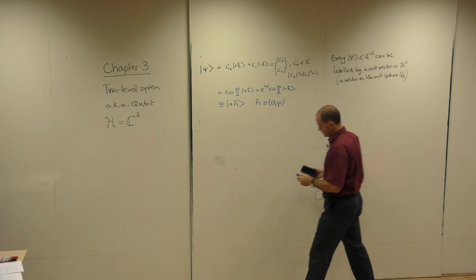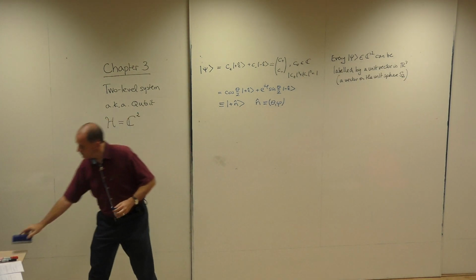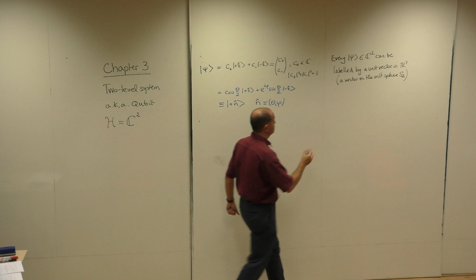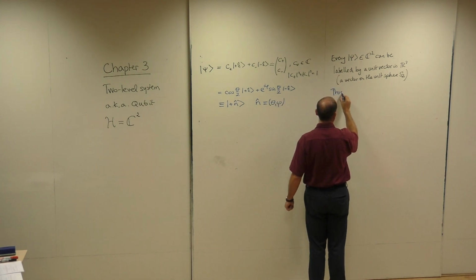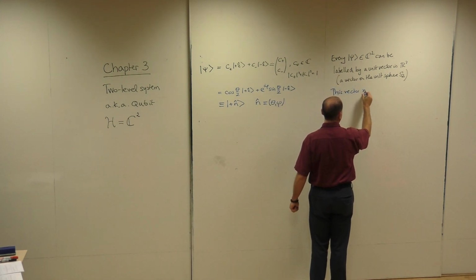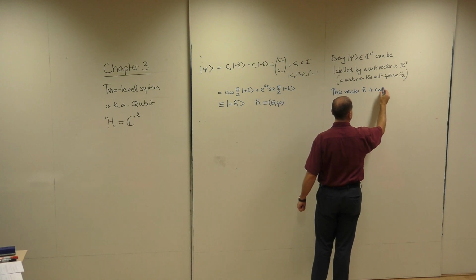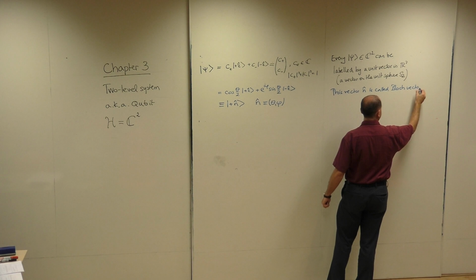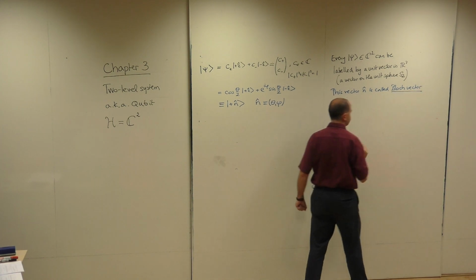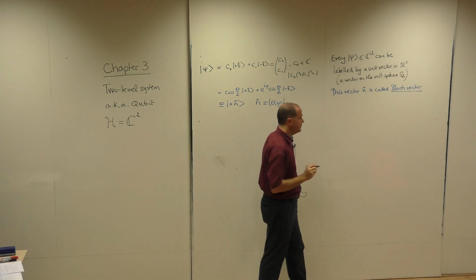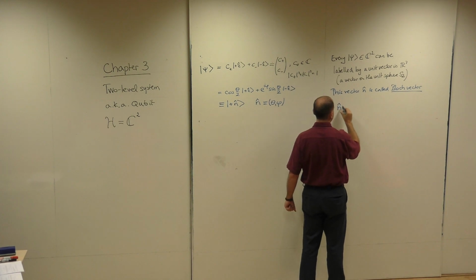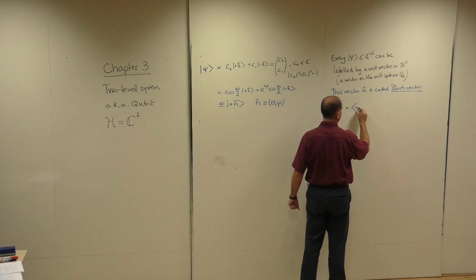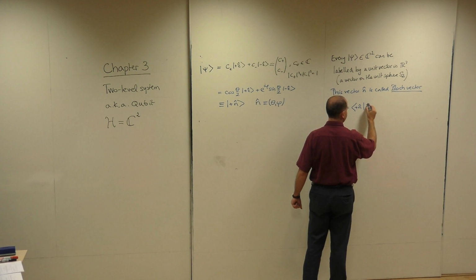This vector n is called the Bloch vector, and it has a very nice property that you can check again: n is the expectation value, on the state n, of this vector sigma.